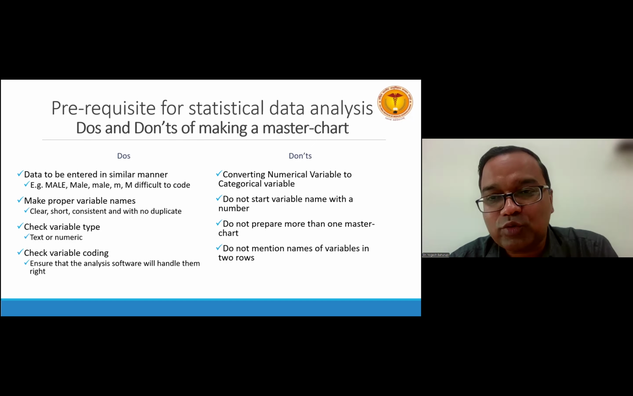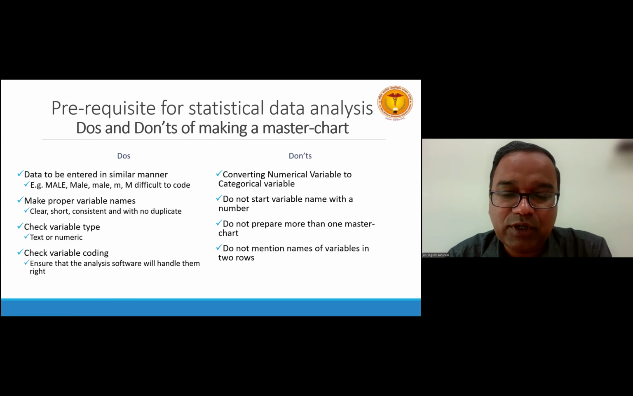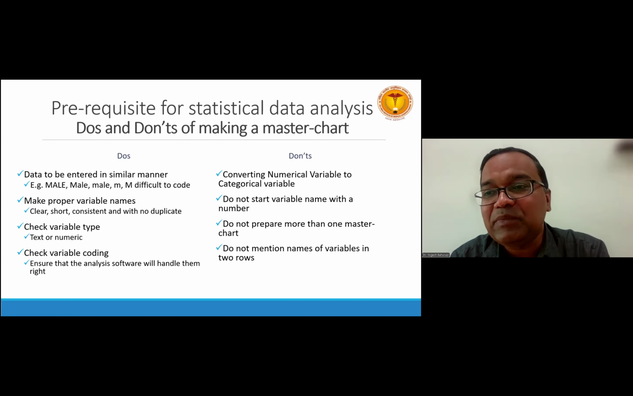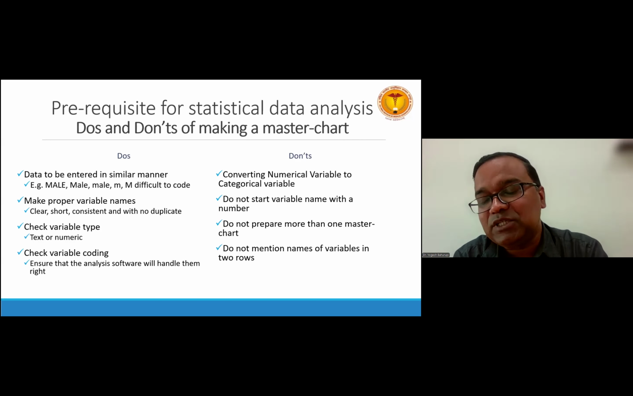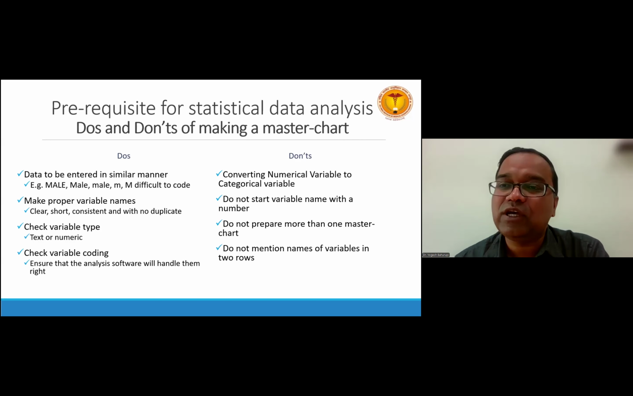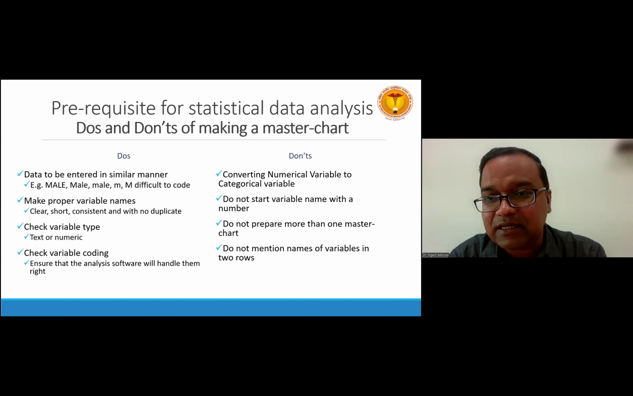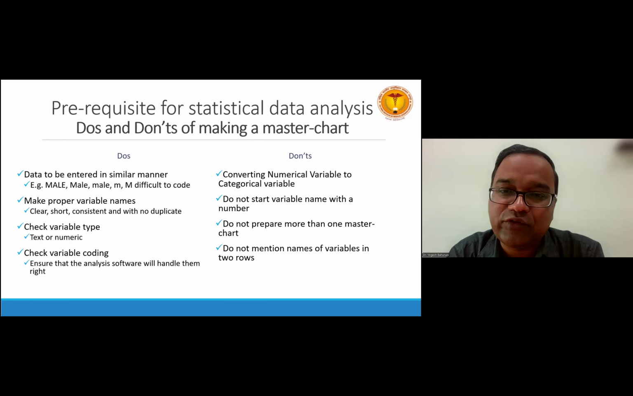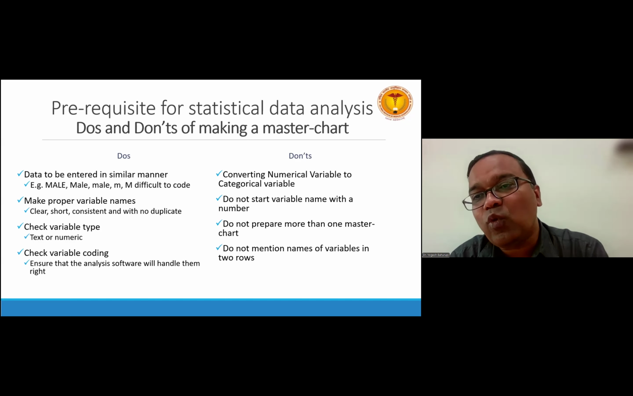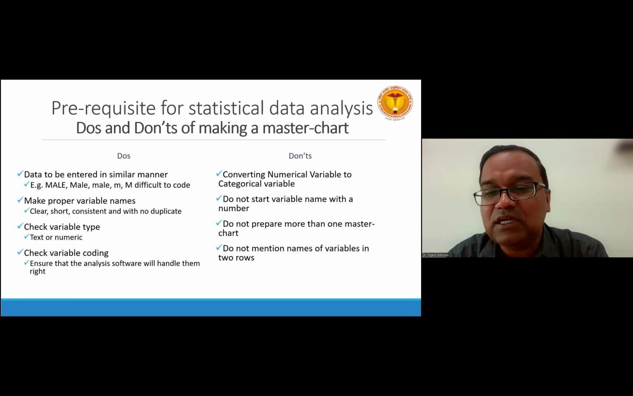Another issue which I have found most of the time with people who come for data analysis help is they make multiple master charts, like socio-demographic factors in one sheet of a master chart, then some other characteristics in another sheet. Maybe if they have collected some data for the third objective, that is another sheet. So please do not do this. The entire data for your entire study should be in one sheet, because when you use any statistical analysis software, it usually imports data from one sheet of a master chart. It does not merge two or three sheets together and run the analysis. These are some of the drawbacks of the master charts.